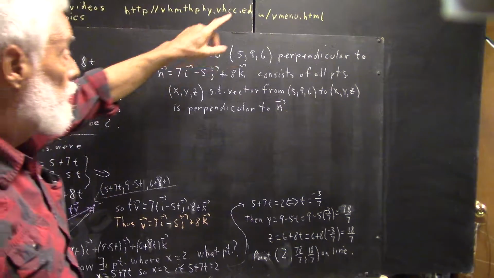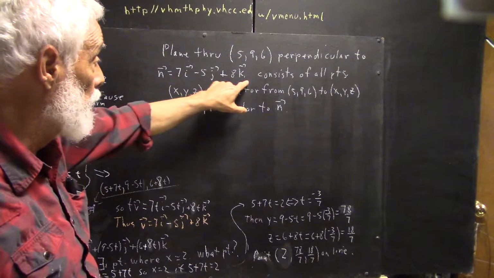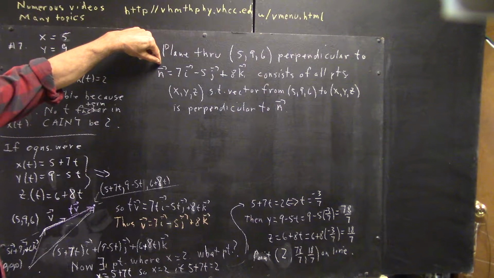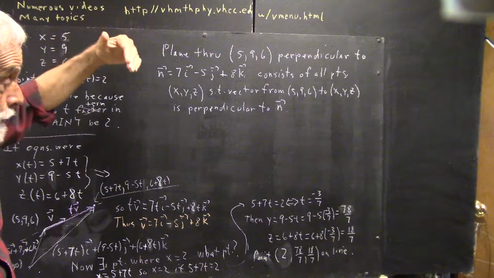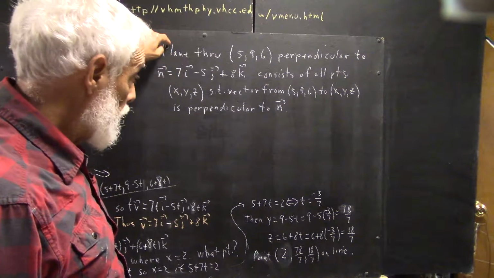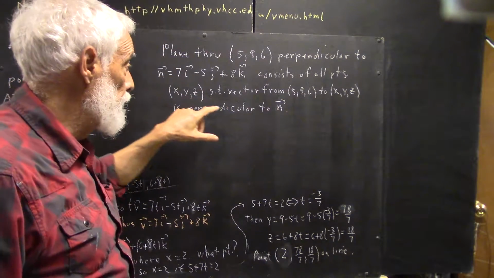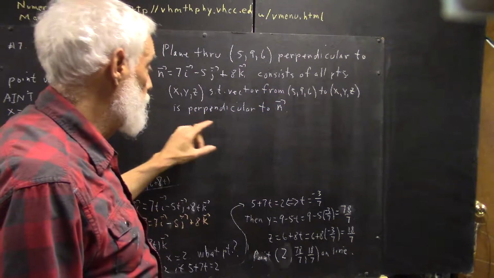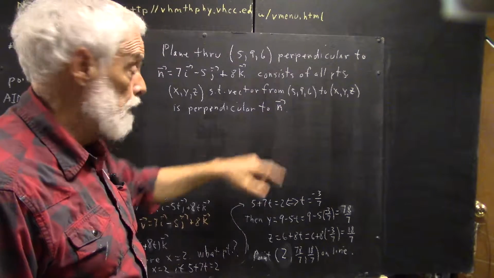A plane through this point perpendicular to this vector, and I use n here instead of v because now this is called the normal vector. The vector normal to the plane, the vector perpendicular to the plane. That plane consists of all the points x, y, z with the property that the vector from 5, 9, 6 to x, y, z is perpendicular to that normal vector.